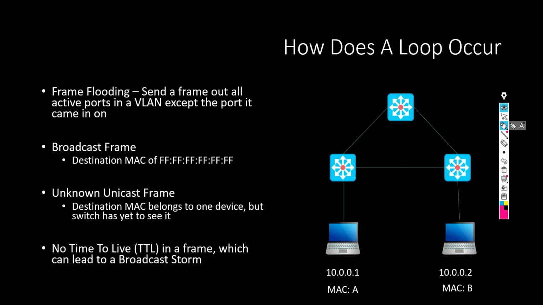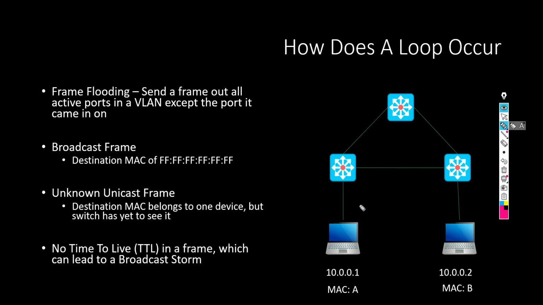So let's take a moment and explain how a loop occurs. There's one thing that you learn about at the CCNA level that all switches do. It's called flooding. This is where the switch, when it determines a frame needs to be flooded, will send the frame out all active ports in a VLAN except the port it came in on.